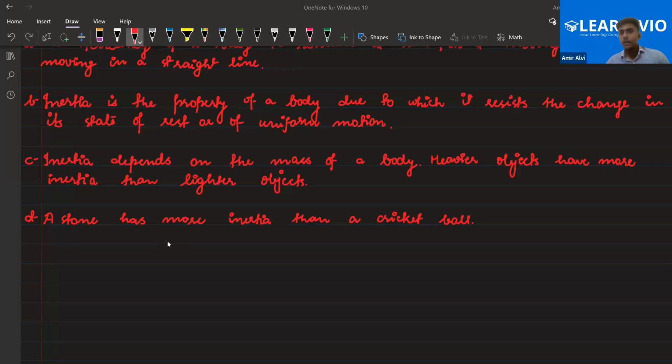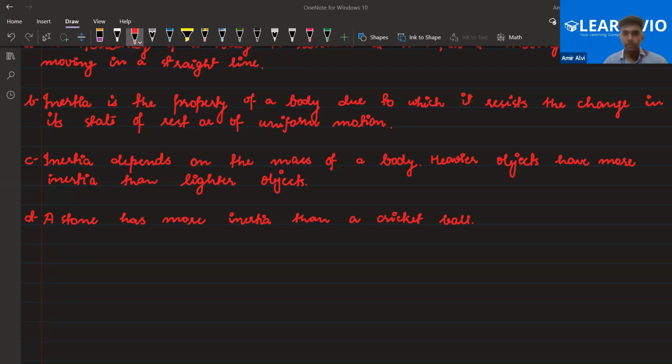So these are the basics of the first topic, that is the law of inertia. Balanced forces and unbalanced forces are a very small topic. But if we talk about the law of inertia, this is the first topic. Is this clear to all of you?